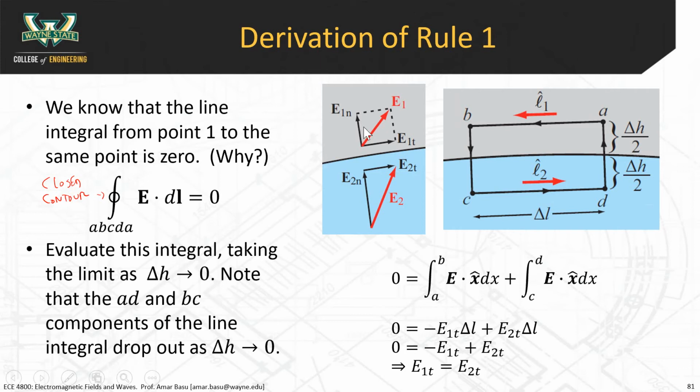So imagine that you have a rectangle like this. What we're saying is that the electric field, if I start off at A, I'm going to integrate the electric field E dot dl along its closed contour like this, going from A to B, B to C, C to D, then D back to A.